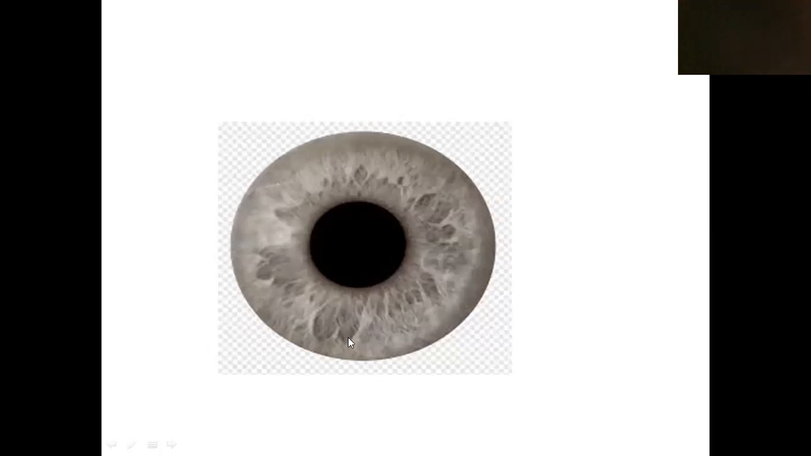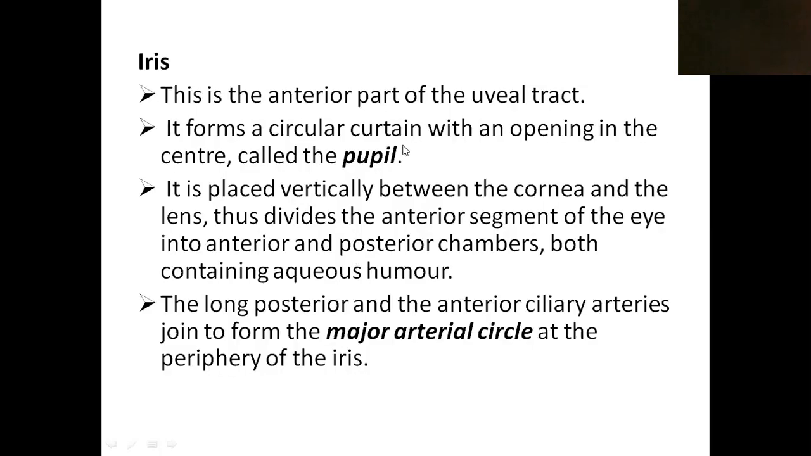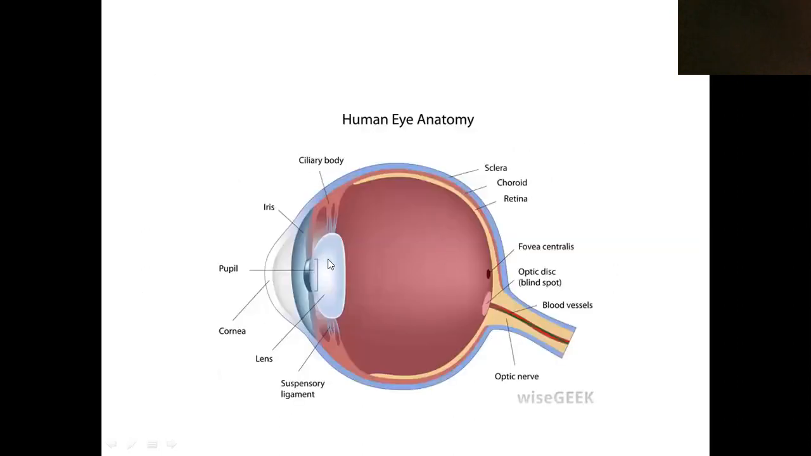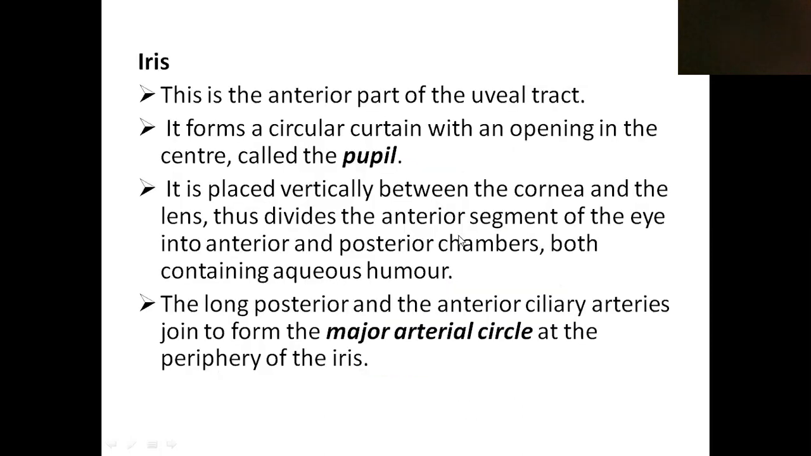So it's a rounded, curtain-shaped structure with a central hole. This central hole is known as the pupil. It is placed vertically between the cornea and the lens. Is it correct? We'll check it. It is placed vertically between the lens and the cornea. So it is seen between the lens, this structure, and the cornea.